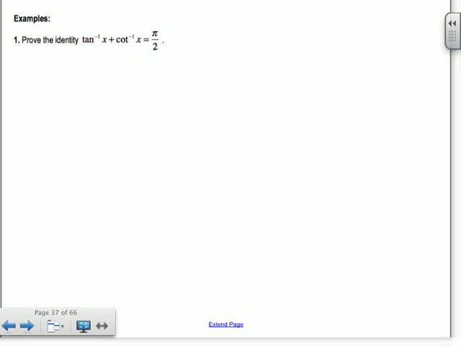All right, so prove the identity: inverse tangent of x plus inverse cotangent of x equals pi over 2. You can actually do proofs in calculus using derivatives or integrals. It's crazy. So let our function f of x equal inverse tangent of x plus inverse cotangent of x.